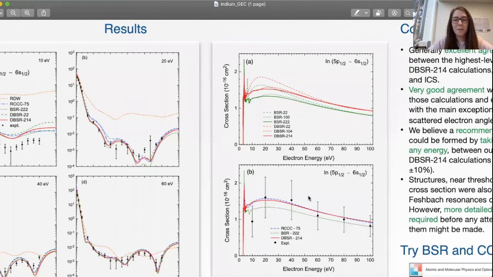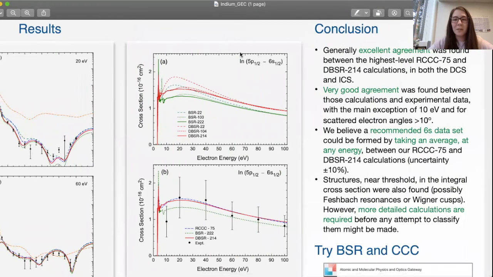To conclude, we generally see excellent agreement between our BSR and our RCCC calculations. Particularly for the integral cross-section, we believe a recommended dataset could be formed by taking an average at any energy between our RCCC results and DBSR ones, and this would yield an uncertainty of roughly 10%. In our angle integrated cross-section, we can see near the threshold structures which could possibly be Feshbach resonances or Wigner cusps. However, more detailed calculations are required before we can classify these.